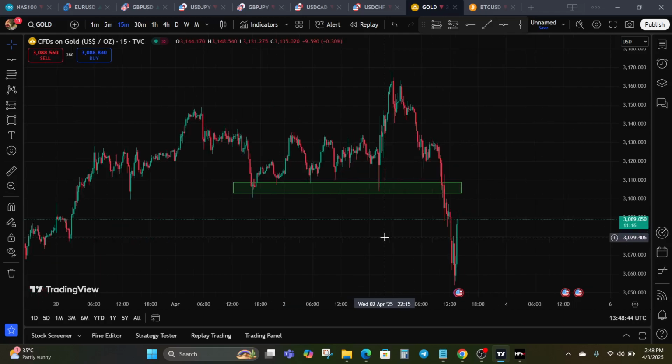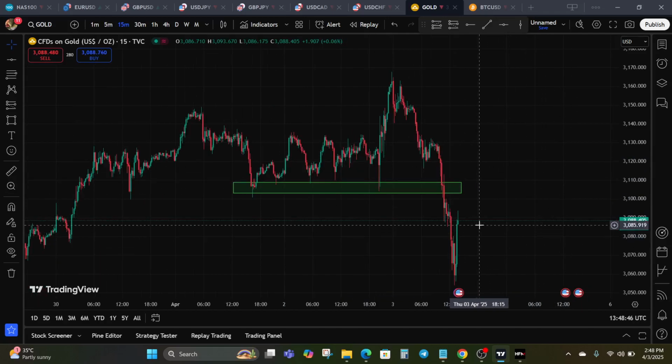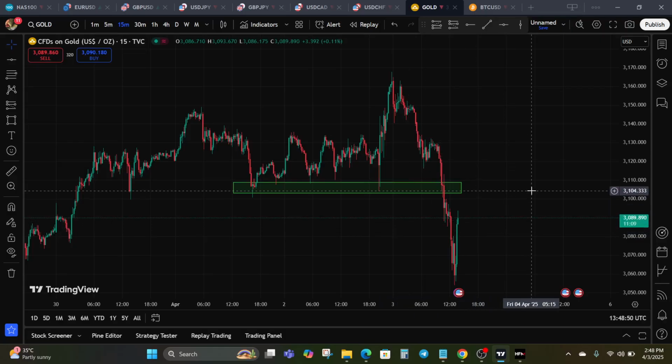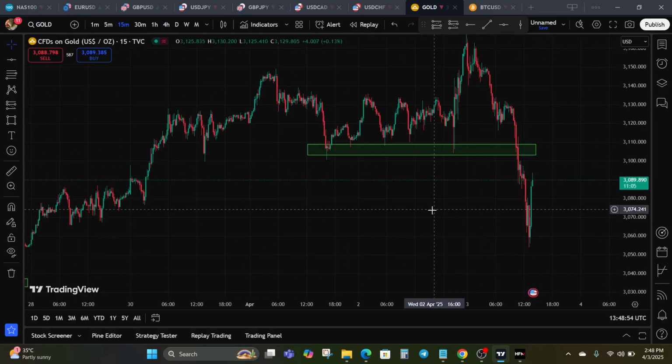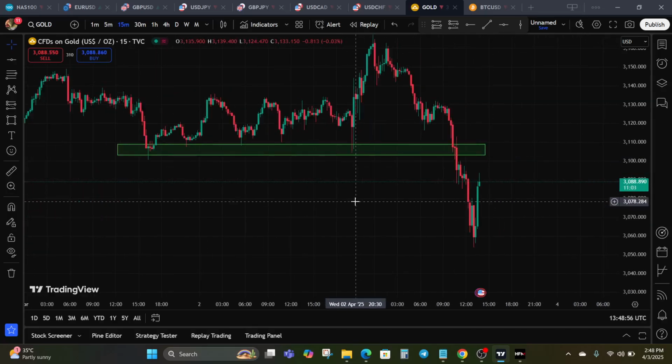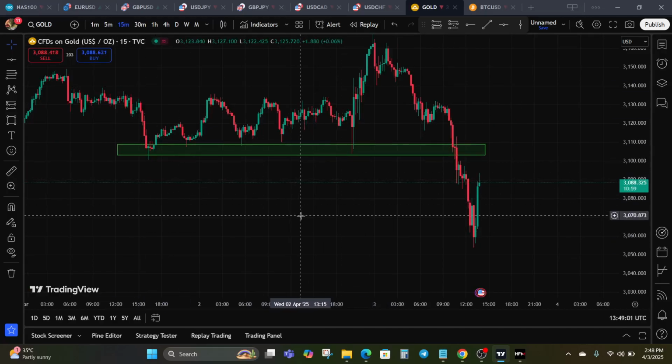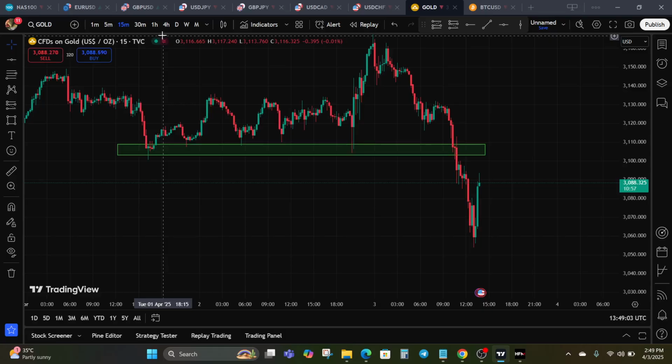The best time frames for breakout trading depend on your trading style. For intraday breakouts, you can use the 15-minute chart. You can see I'm on the 15-minute chart. And you can also use the 1-hour chart to identify short-term breakout zones.